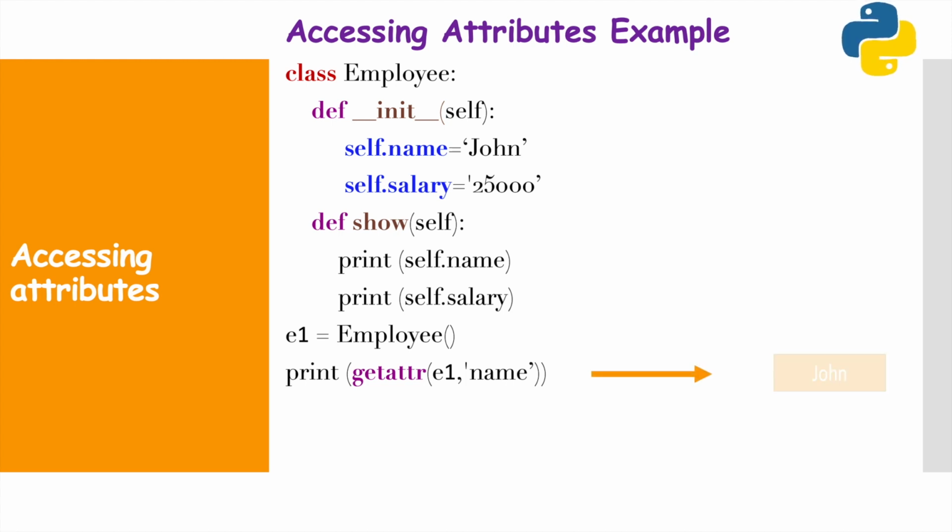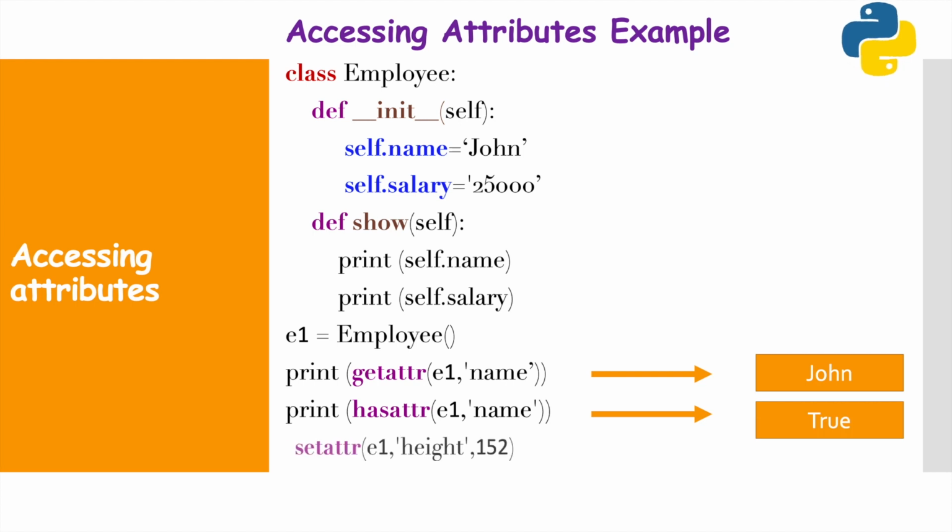So when you're printing this, you are getting the value John. Then you are using the has attribute to check whether this name attribute exists or not. As name is present, you are going to get true. Then you are using the set attribute method to set a new attribute height with the value 152.